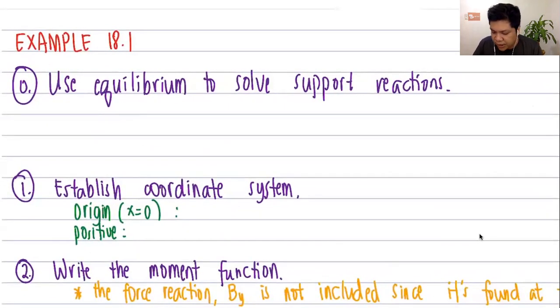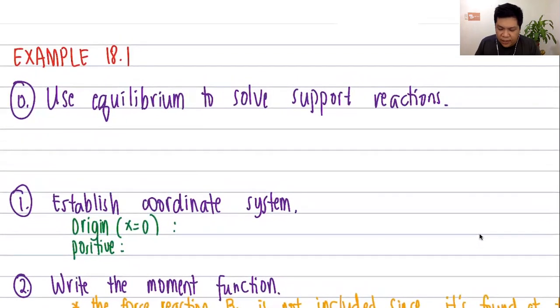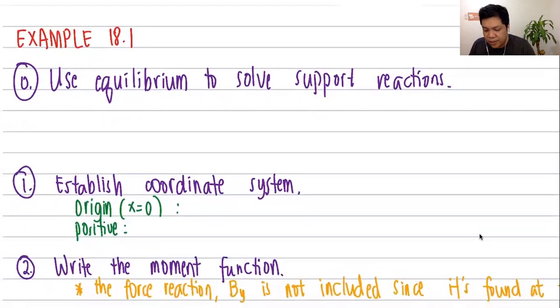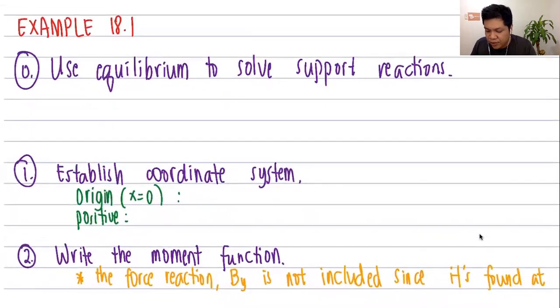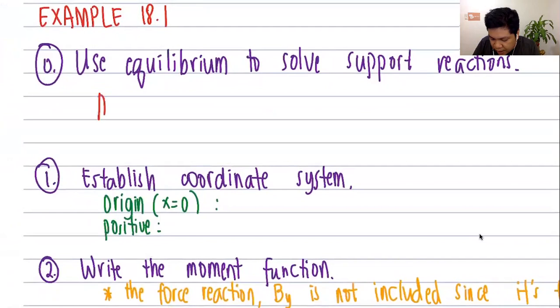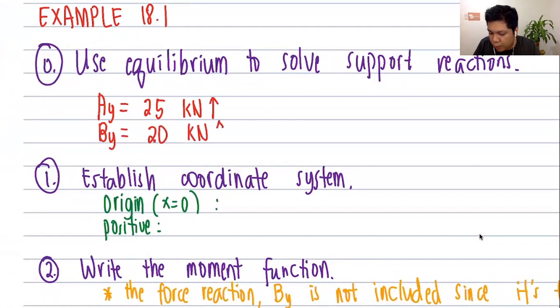Now, our first task, step 0, as you may notice on the screen, the summary of the steps are actually similar to our past lesson. Step 0 is to use equilibrium in order for us to solve the support reactions. So at home, kindly show that the support reactions would be AY is equal to 25 kilonewtons upward, and BY is equivalent to 20 kilonewtons upward.